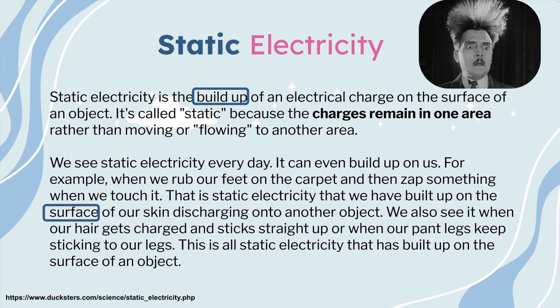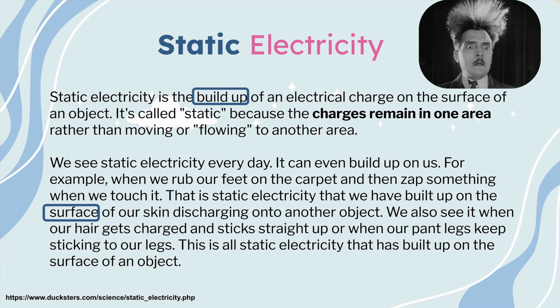Static electricity. Static electricity is the buildup of an electrical charge on the surface of an object. It's called static because the charges remain in one area rather than moving or flowing to another area. We see static electricity every day. It can even build up on us.